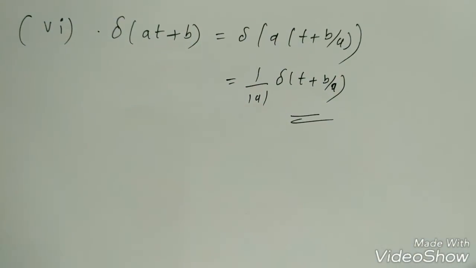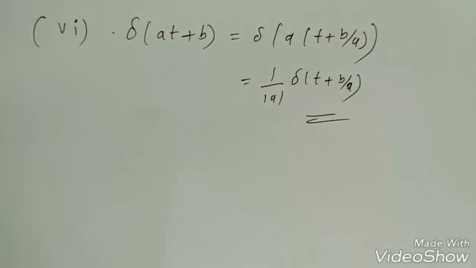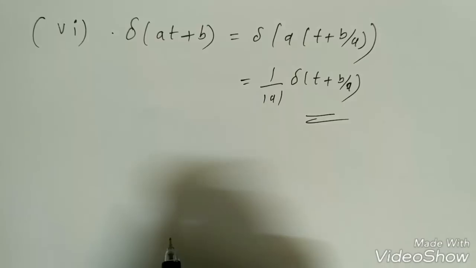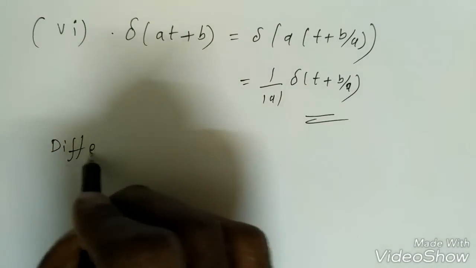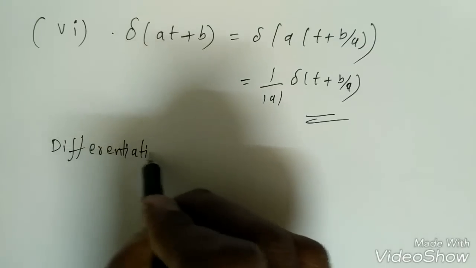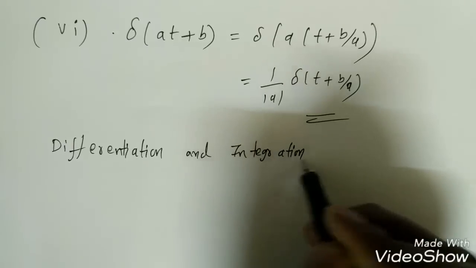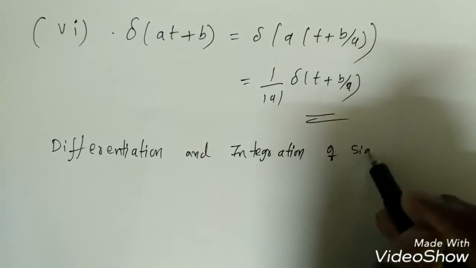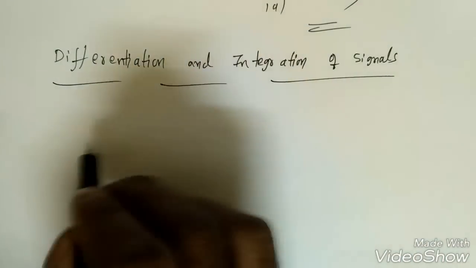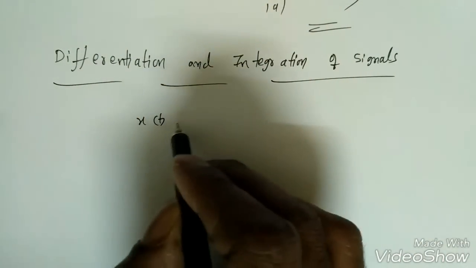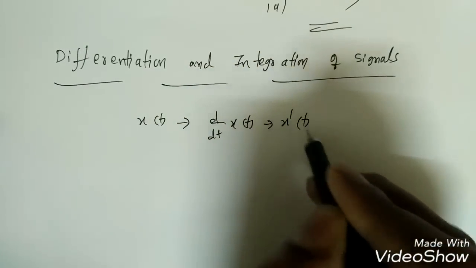Now before proceeding to the discrete time signals, I am going to discuss one more property, or rather the functionality, generally you cannot say property: differentiation and integration of signals. Right? Now how to find this one? So we know if x of t is there, the d by dt of x of t can be replaced by x dash of t, etc.